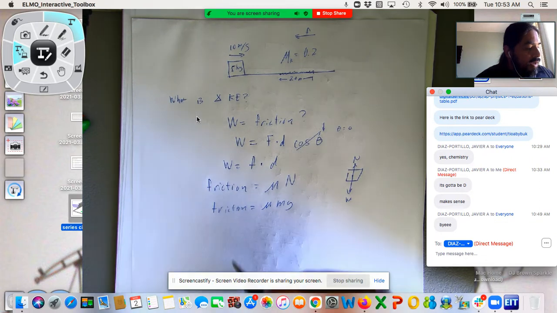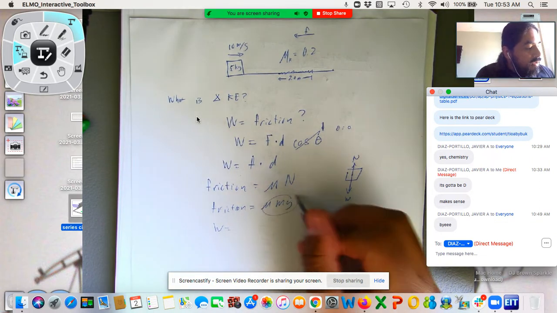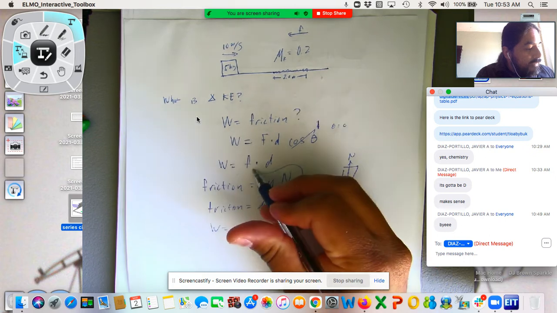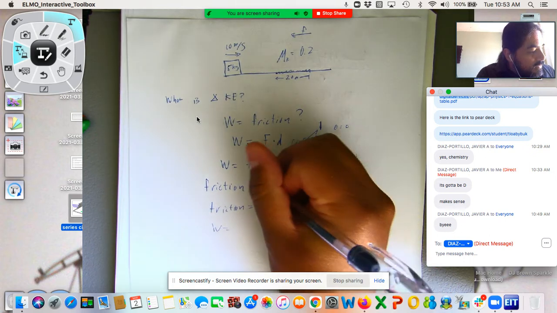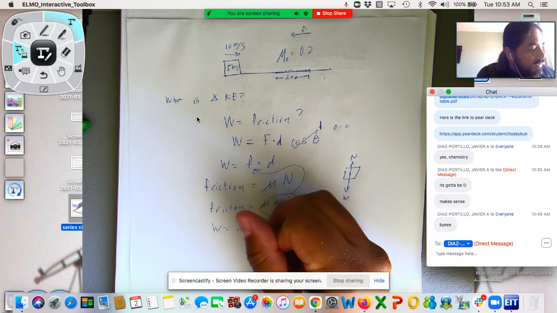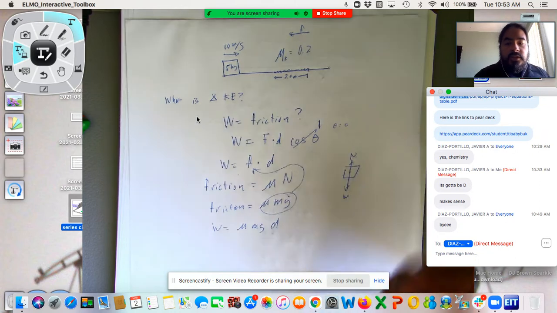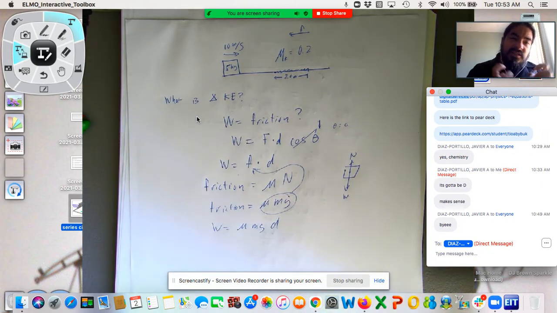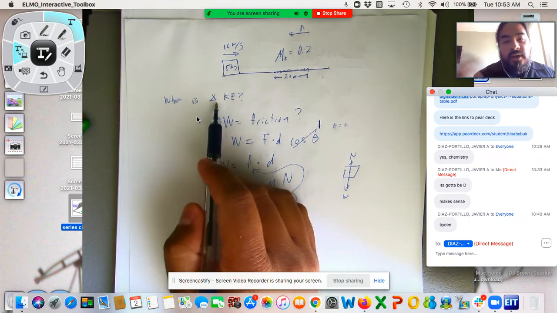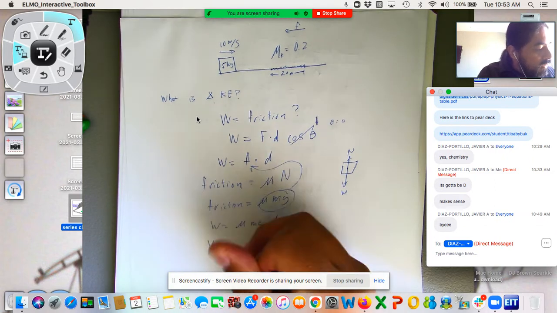Let's go ahead and finish this off. So what's the work done here? When we put this in, work is mu mg times your displacement. This is going to tell us how much energy is lost because of the work done by friction. That's what we're looking for: how much kinetic energy did you lose? So let's go and find that out.